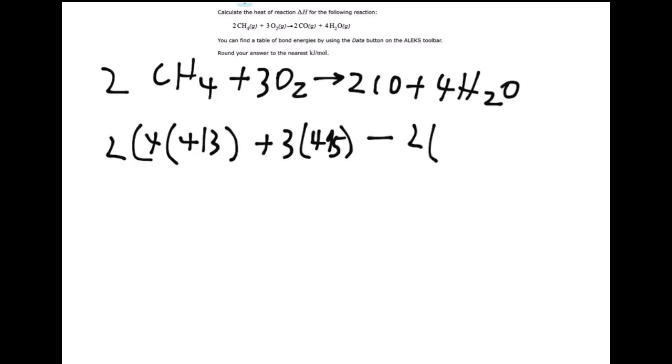Now, the bond in CO is actually a triple bond. So in carbon monoxide, that's a triple bond. So the triple bond between a C and an O is 1072 in energy. And now we have to add, plus 4 times 2 times the energy of an HO bond, because each water contains 2 HO bonds. And the energy of an HO bond is 463.